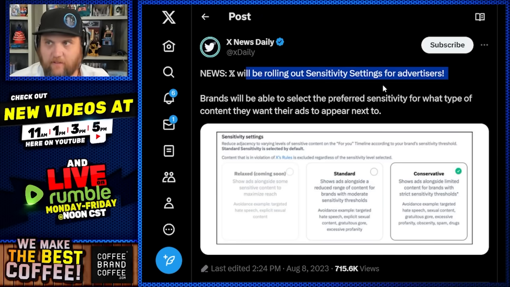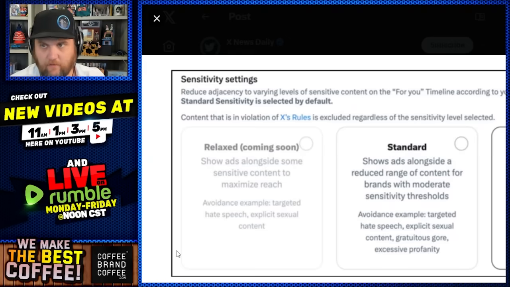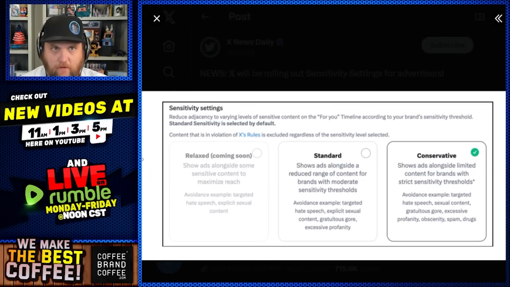X will be rolling out sensitivity settings for advertisers. Brands will now be able to select the preferred sensitivity for what type of content they want their ads to appear next to. Now, I want to talk about some of the reaction to this. As somebody who is an advertiser, I understand these settings. These are settings that already exist on YouTube and everywhere else. So some people are worried about the wording.